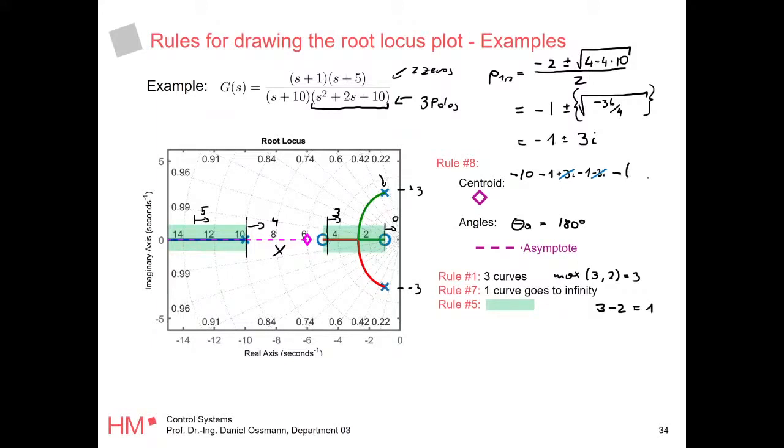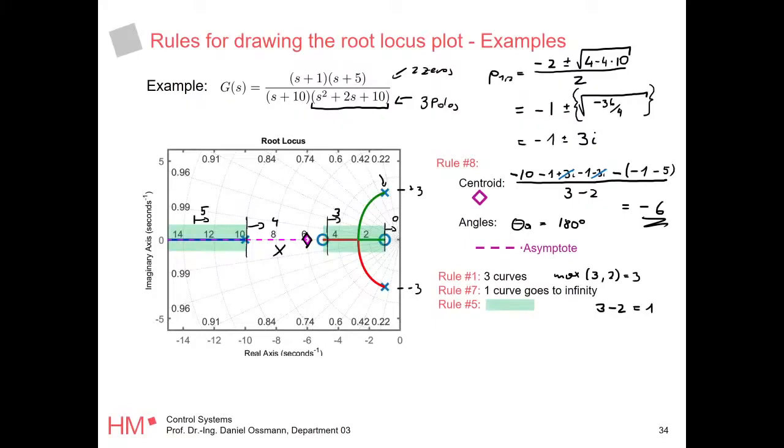And then we've got minus, and now the zeros come into play. We've got one at -1 and the other one at -5. I'm losing a little bit of space now. And here it's simply 3 poles minus 2 zeros, and the result is -6. So you draw the centroid here, and from here the asymptotes.